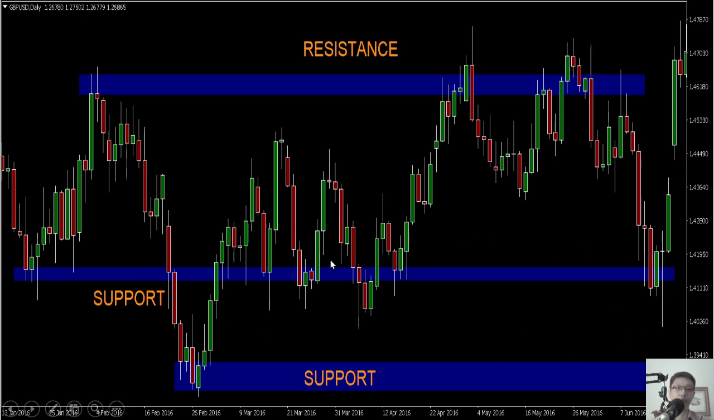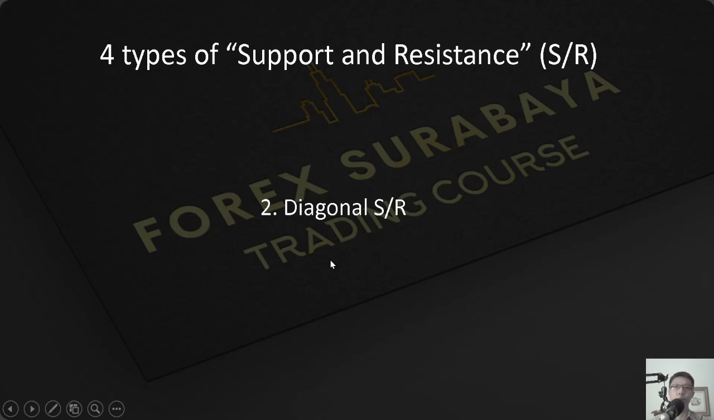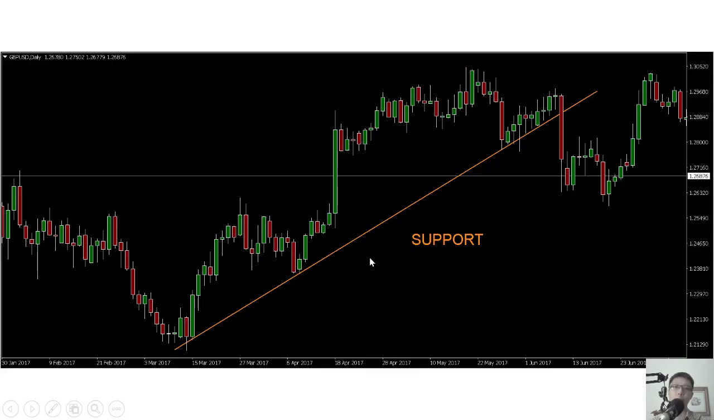Okay. Next. The second type of support and resistance, we call this diagonal SR. What is diagonal SR? Diagonal SR is using this trend line. Okay, you can see this trend line. This is diagonal. This line can act like support.